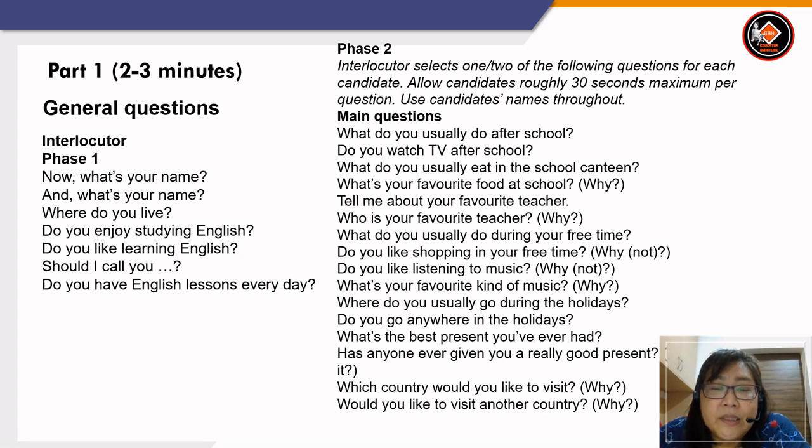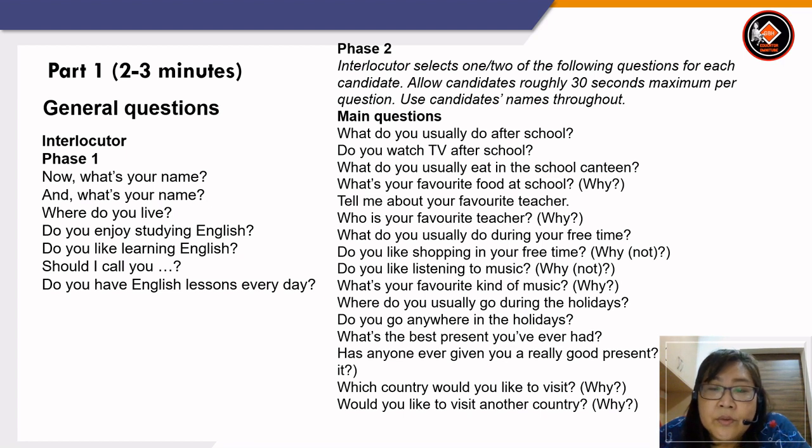Some of the questions are: what do you usually do after school? Do you watch TV after school? What do you usually eat in the school canteen? What's your favorite food at school? Tell me about your favorite teacher. Who is your favorite teacher? What do you usually do during your free time? Do you like shopping in your free time? Why or why not? Do you like listening to music? What's your favorite kind of music?